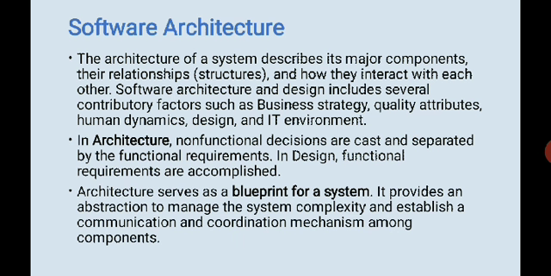Okay, next we come to software architecture. The architecture of a system describes its major components, their relationships, and how they interact with each other. Software architecture and design include several contributory factors such as business strategy, quality attributes, human dynamics, design, and IT environment. In architecture, non-functional decisions are cast and separated by the functional requirements, while in design the functional requirements are accomplished. So in architecture, you look at the non-functional decisions and cast them into various functional requirements.